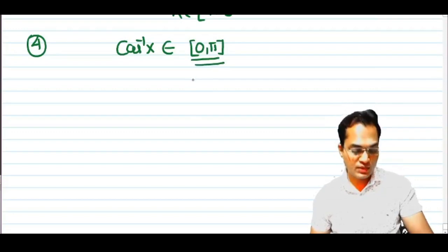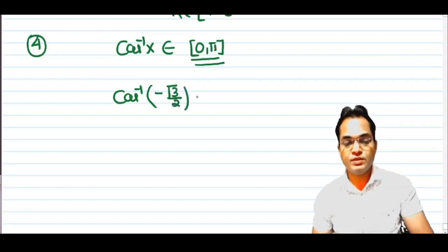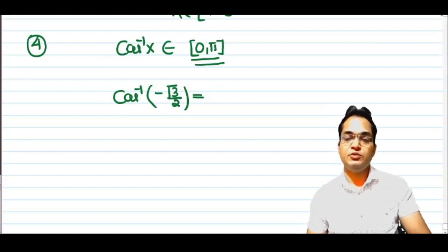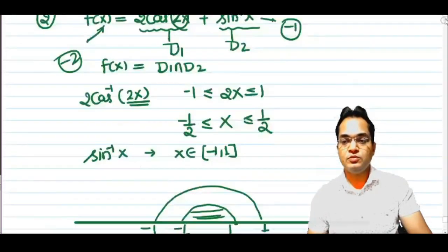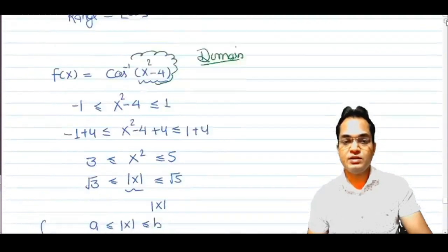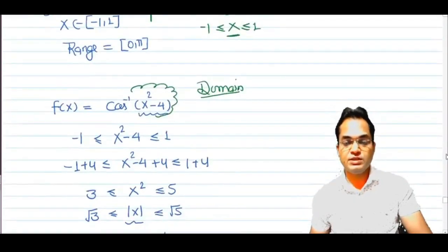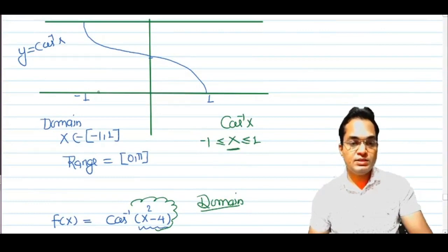Yes or no? Then the first question is you have to find the value of cos inverse of -√3/2. The method: if you observe the graph, then you can easily give the answer. What is cos inverse of -√3/2? Check the graph here. Here is the graph. Here is the point -√3/2.